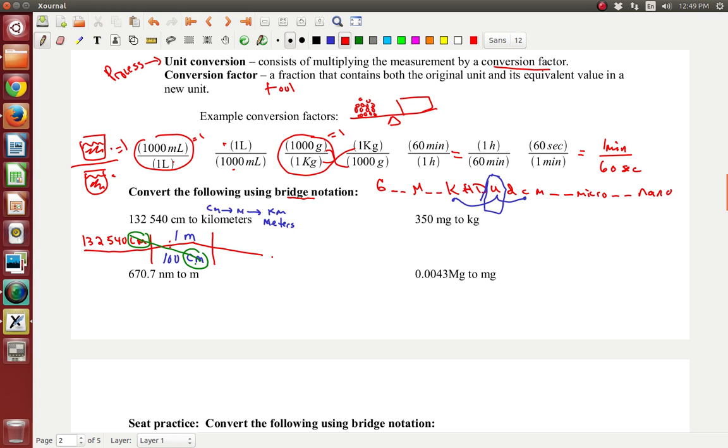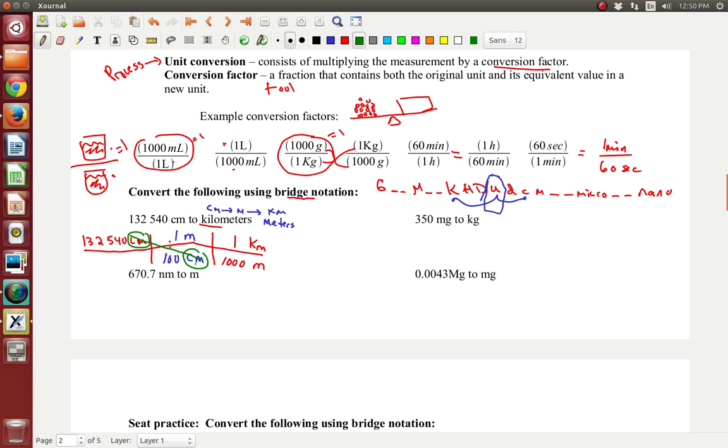So make my bridge a little longer, one more support, and I'm going to change meters into kilometers. So kilometers is what I want, so that needs to be at the top. Meters is what I have to get rid of, that has to be at the bottom. So what is the relationship? Well, kilo means 1,000 meters. So 1 kilometer is 1,000 meters.